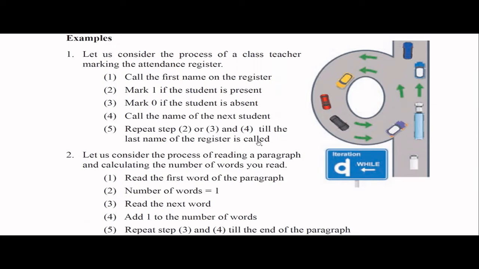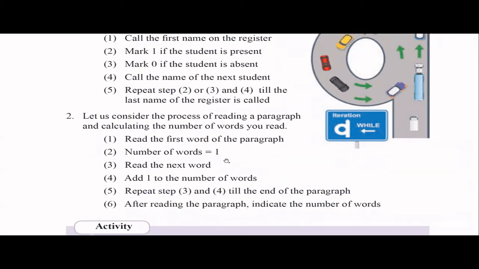Okay. Next example. This is about the process of reading a paragraph and calculating the number of words you have read. So you read the first word, you make the number of words 1. You read the second, make it 2. Read the next one, make it 3. Read the next one, make it 4. So you have to increase this number of words by 1 when you read each of these words. And you have to repeatedly do it until you come to the end of the paragraph.